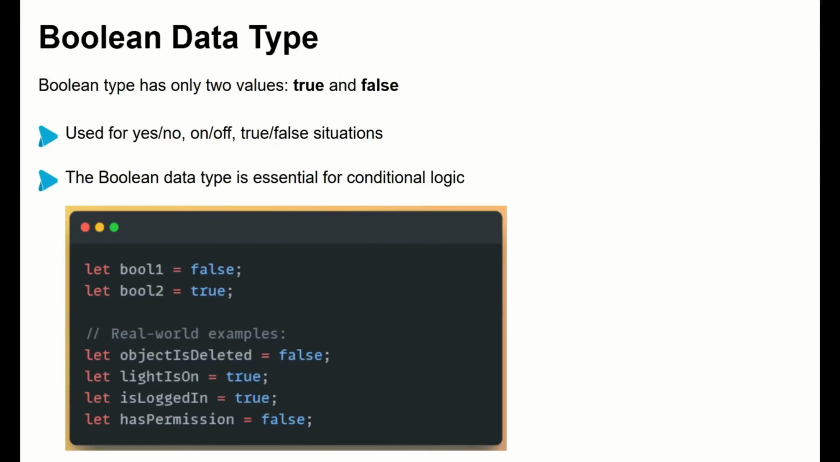Let's continue with the Boolean data type. The Boolean data type has only 2 values, which are true and false. The Boolean data type is also essential for conditional logic. So from the example, we have let bool1 equals false and let bool2 equals true. We can also take a look at some real world examples, such as objectIsDeleted, which could be true or false. lightIsOn, which could be true or false. isLoggedIn, which could also be true or false. And hasPermission, which could also be true or false.